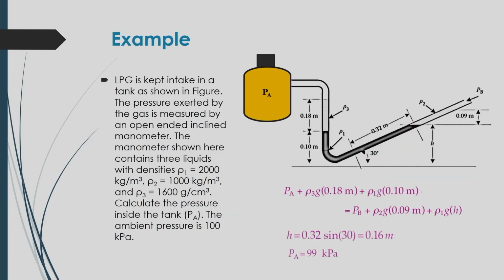Similarly, in another example LPG is kept in a tank as shown in the figure here. So, what should be the pressure exerted if you are using an inclined manometer? Here also you have to calculate the same way, but the only thing is that the height will be considered from the inclined length that you have to calculate. So, accordingly you can get the pressure difference.